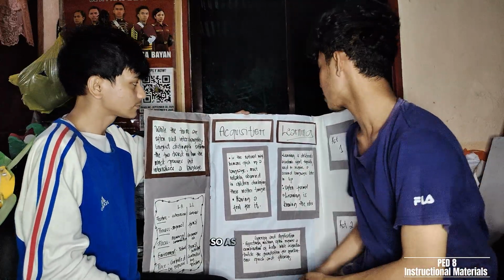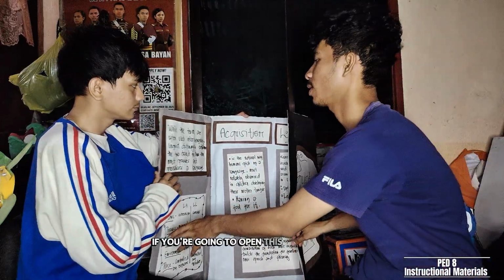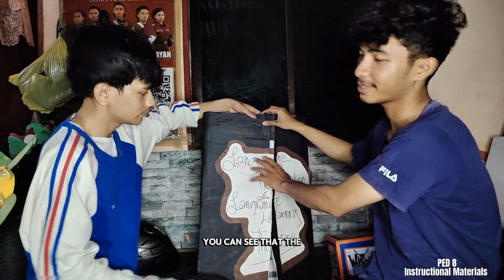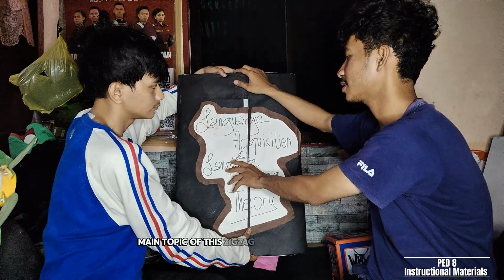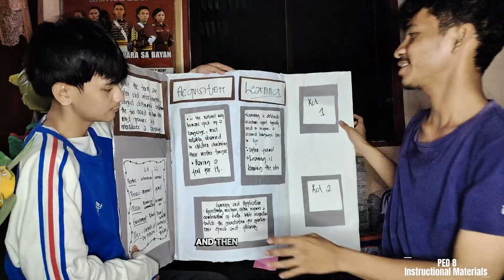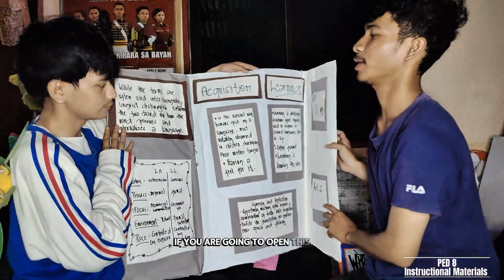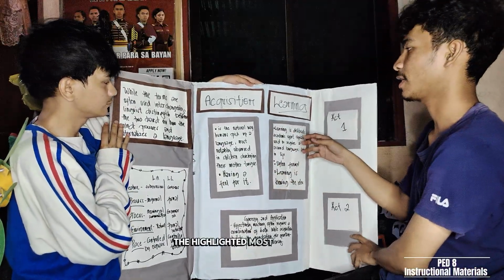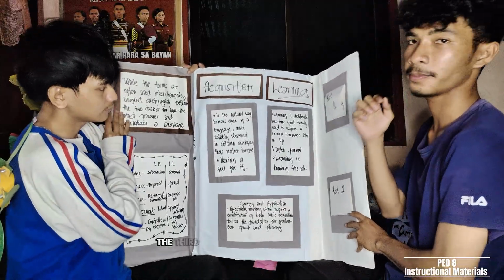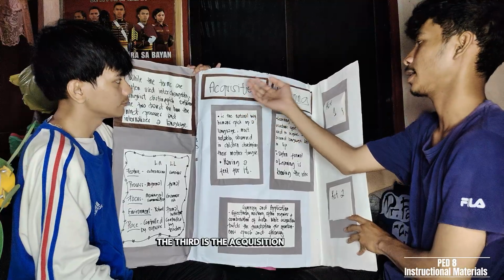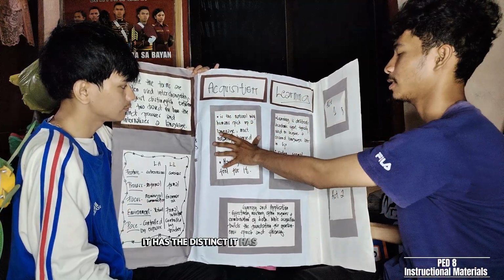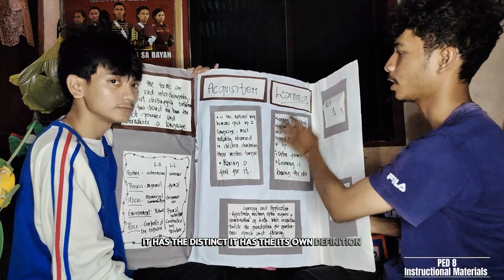Okay, so as you can see, if you're going to open this one right here, the main topic of this zigzag board is split into a half chart. And then, if you open this one, the most highlighted term is acquisition and learning. So as you can see right here, it has its own definition.